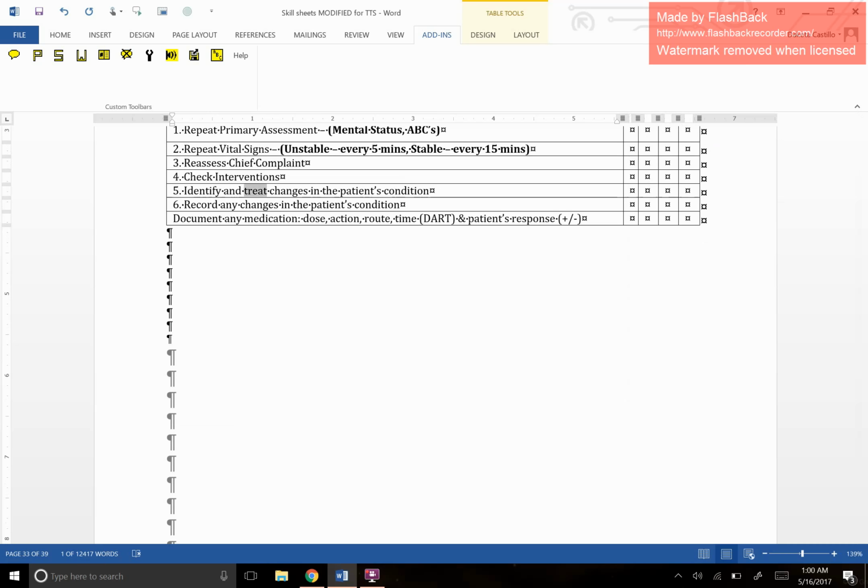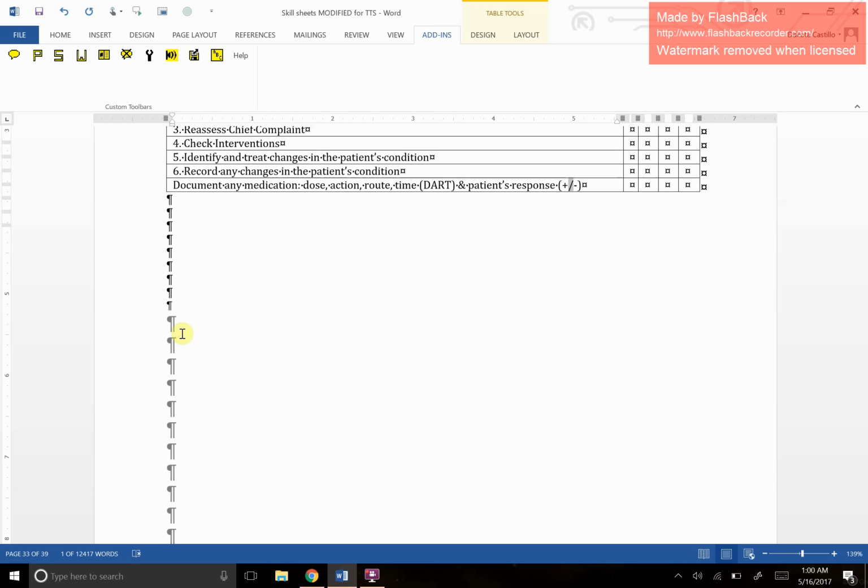5. Identify and treat changes in the patient's condition. 6. Record any changes in the patient's condition. Document any medication, dose, action, route, time, DART, and patient's response.